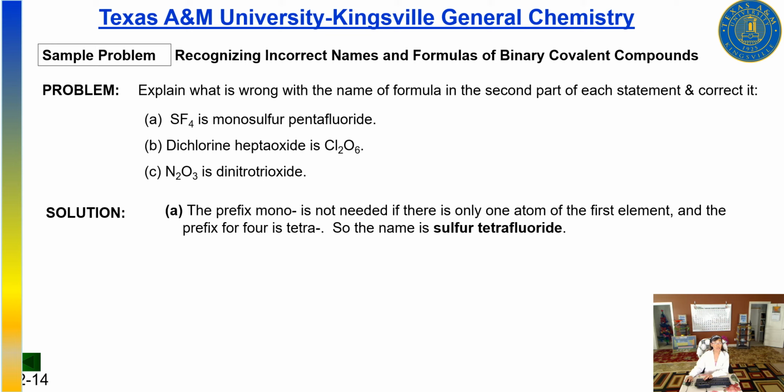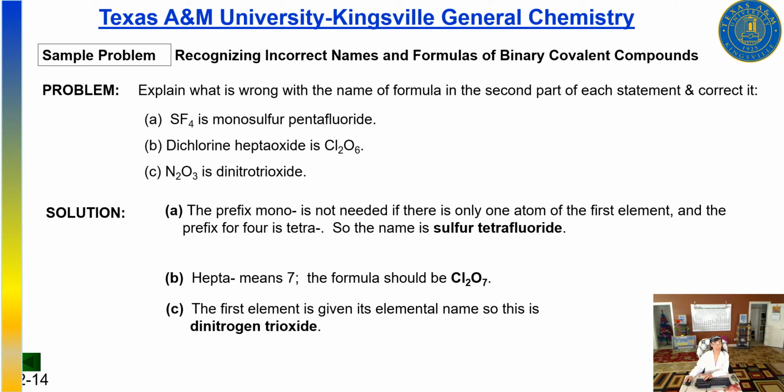So solution for the first one. SF4, you name it sulfur tetrafluoride. And this dichlorine heptaoxide, di meaning 2, Cl2, hepta meaning 7, Cl2O7. The very last one is dinitrogen trioxide.